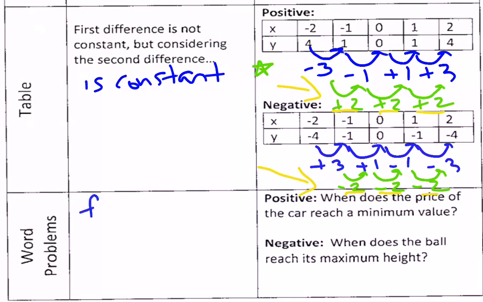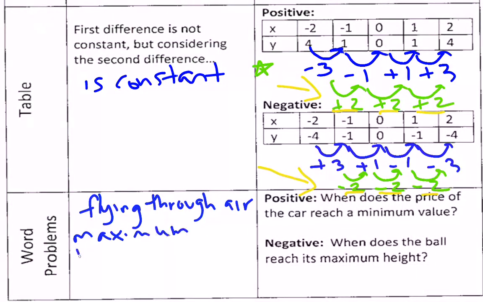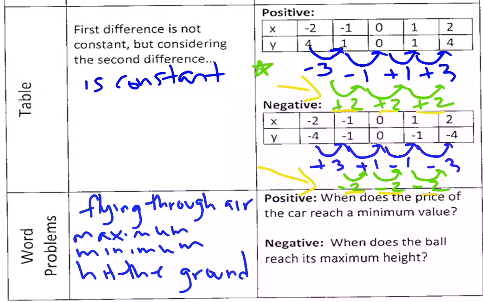Usually it has things that are flying through the air. We have things like a maximum, a minimum, or it says something like hit the ground. So I just gave you an example over here. When it has a minimum value, when does a ball reach its maximum height? Those keywords tell me I'm dealing with a quadratic.